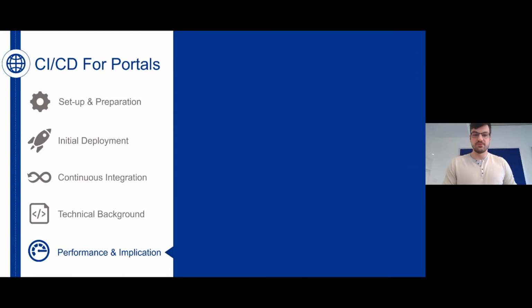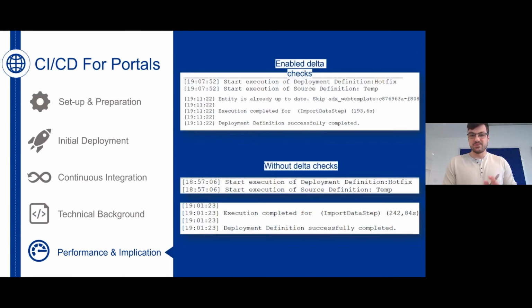Okay, performance and implications. That's a very interesting thing here. If you start the execution, it takes some time. So export the entities and so on. And we have two cases here, enabled delta checks and without delta checks. So let's focus on the second case first. We start it and after a while it is completed, so 240 seconds. And the same thing with delta checks is 190.